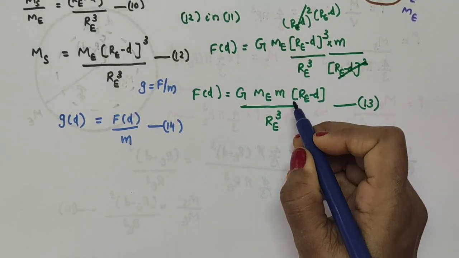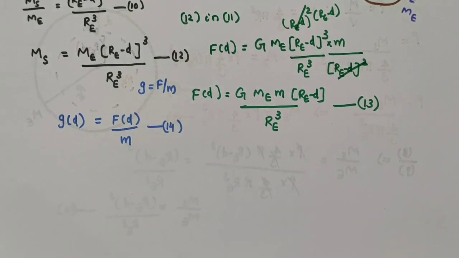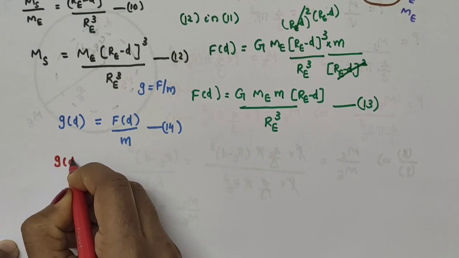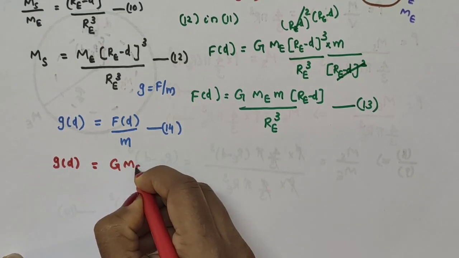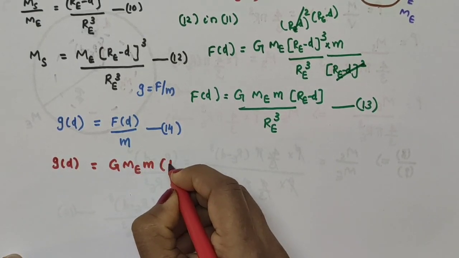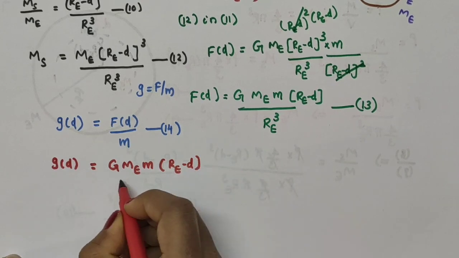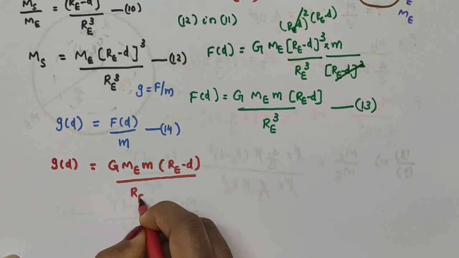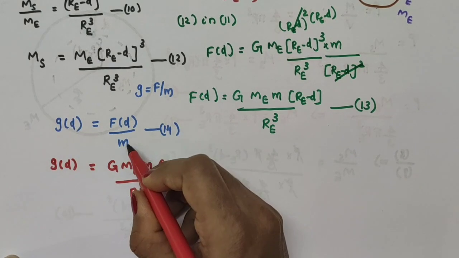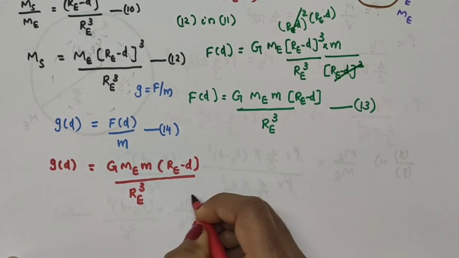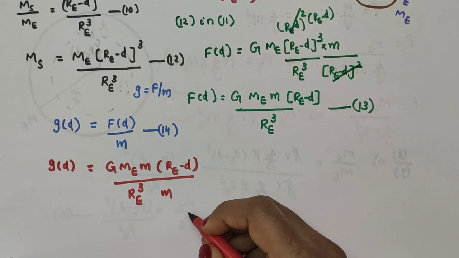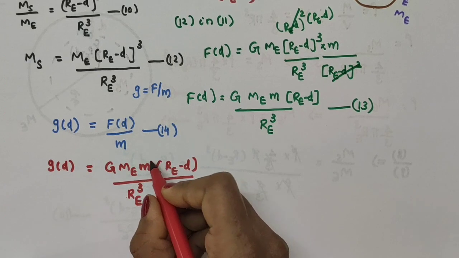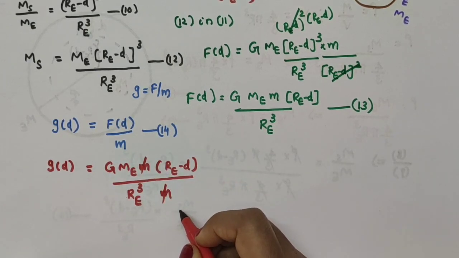Now, I am substituting equation number 13 in equation number 14. So equation 14 becomes g of d is equal to F of d. What is that F of d? G into Me into m, then Re minus d divided by Re cube, then divided by m. Divided by m means into 1 by m, so m will be there in the denominator. So this m and this m get cancelled.